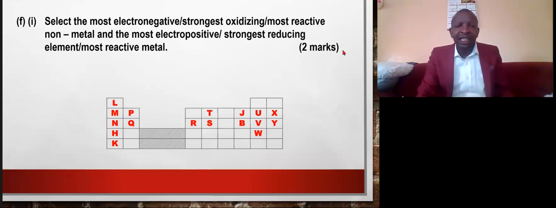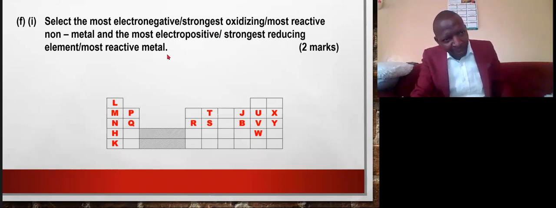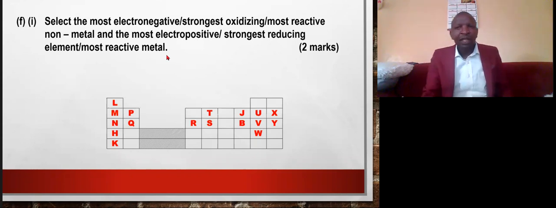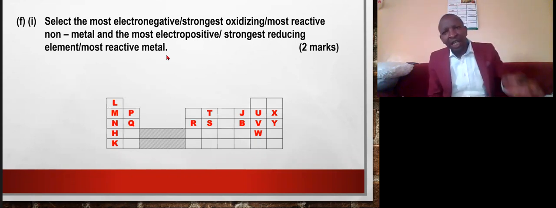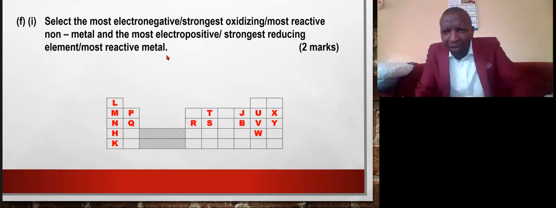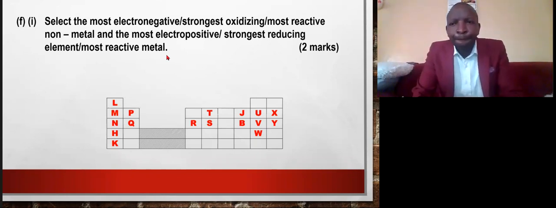Again, we're also going for the most electronegative, the strongest oxidizing agent, or rather the more reactive nonmetal. Those terms mean the same. Of course, you can also add here, there is something I forgot here: for metals, you can also be told to select the element with the lowest ionization energy. It is still the more reactive metal. Do you understand? Yes, very important.